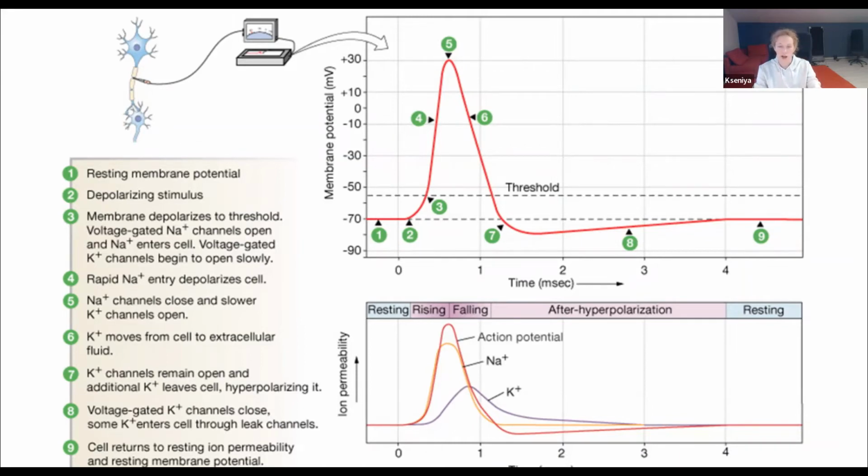Potassium channels are then activated, and there is an outward current of potassium ions, returning the electrochemical gradient to the resting state. And after an action potential has occurred, there is a transient negative shift called an afterpolarization.